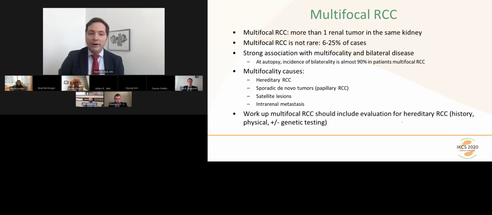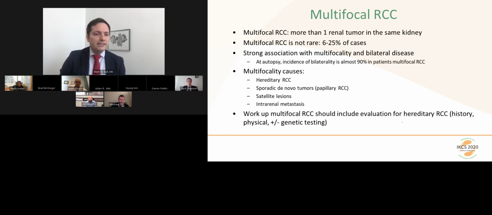And it is not a rare entity. It's found in 6% up to a quarter of cases of kidney cancer. And there's really a strong association between multifocal kidney cancer and bilateral kidney cancer. In fact, at autopsy, 90% of patients with multifocal disease have evidence of bilateral disease involvement, which has implications for the way we manage it.